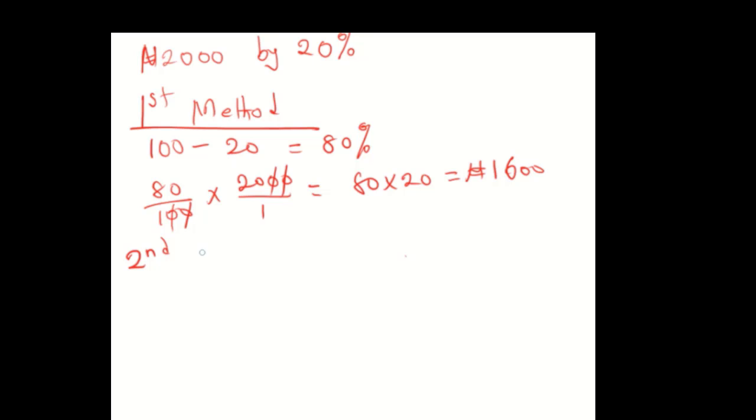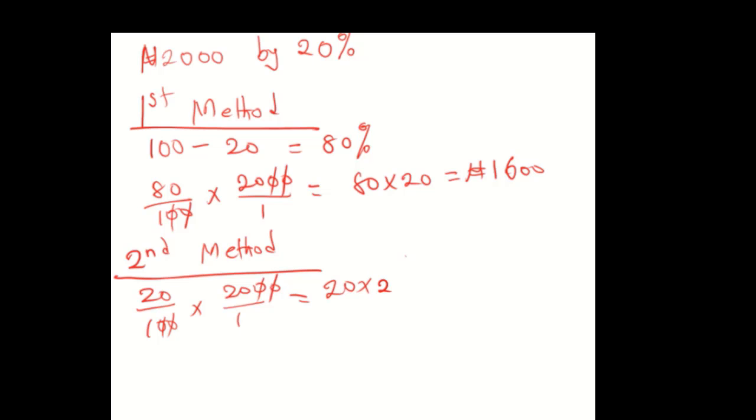And then the second method is like this. You can just choose any one you feel is much easier, but I prefer the first one. Since the question says decrease 2000 by 20%, we look for 20% of 2000. That is 20 all over 100 times 2000 all over 1. This 20 cancels this 20, so you are left with 20 times 20, which is equal to 400 naira.